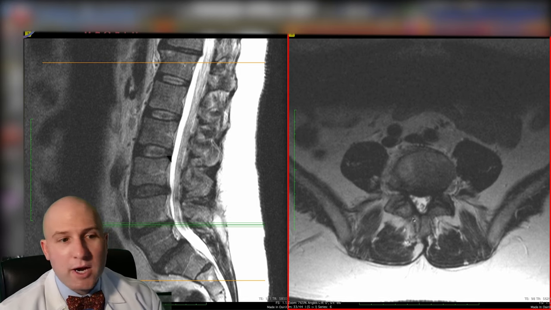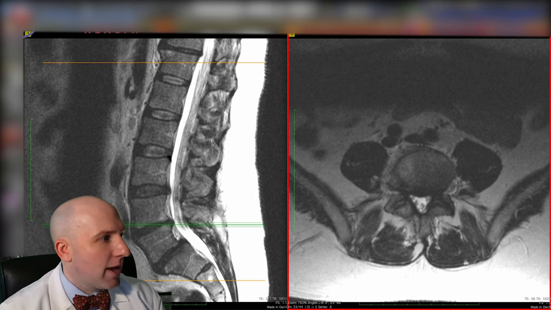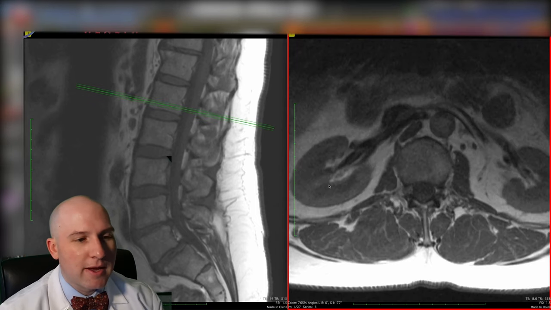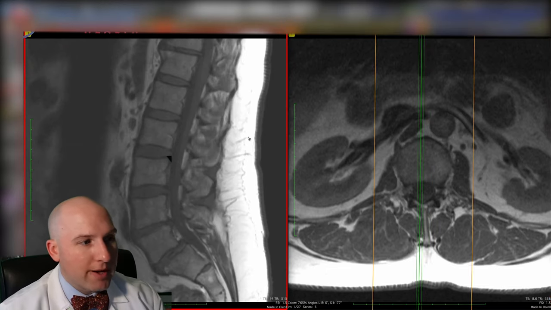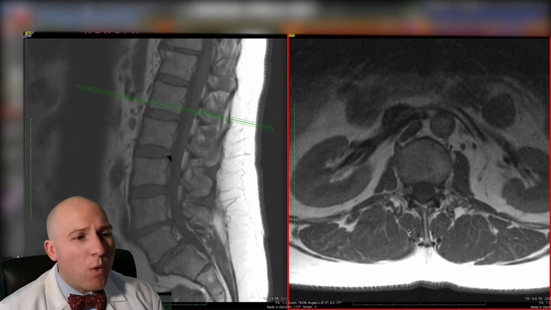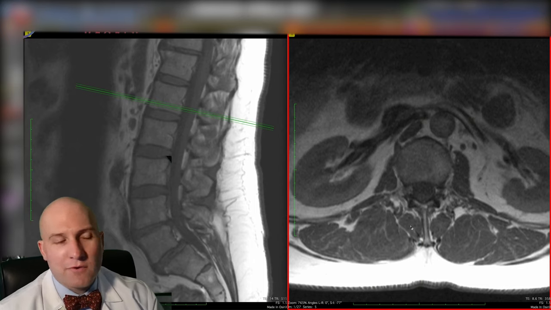There's two things that are bright, the fluid and the fat. So if you answer T2, you'd be correct. Now let me switch to a T1, because I think that in the lumbar spine, this is actually very helpful to be able to see. So if you look here, there's really only one thing that's bright, and that's the fat. So if there's only one thing that's bright, that's a T1 sequence. T1 sequences are really good at looking for blood, and there's a lot of nuance. So I'm going to kind of leave that for another time.